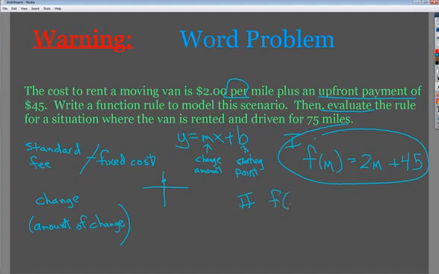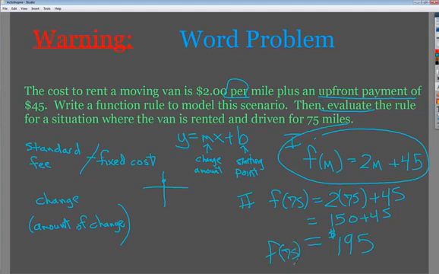So f(75) is going to be 2 times 75 plus 45. This will tell me how much it costs if I drive 75 miles and I rent it. So 2 times 75 is, of course, 150. Add 45 to that. So I can get out the door for $195.